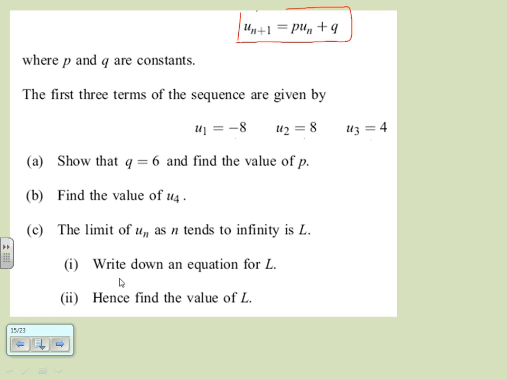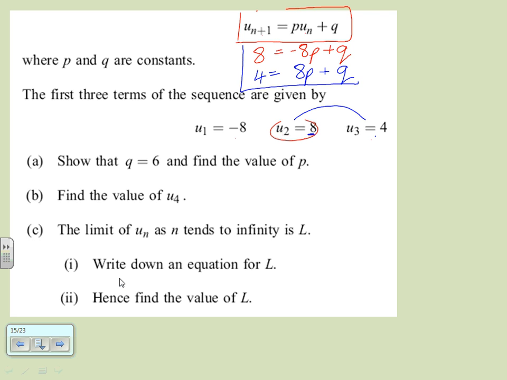So if we start here, we're saying, well, what's the next one? The next one's 8 equals where we are now, which is minus 8, times by P plus Q. And we're going to do exactly the same thing again on the next one. How do we get to the next one? Well, the next one is 4 equals where we are now, times by P, and add Q.